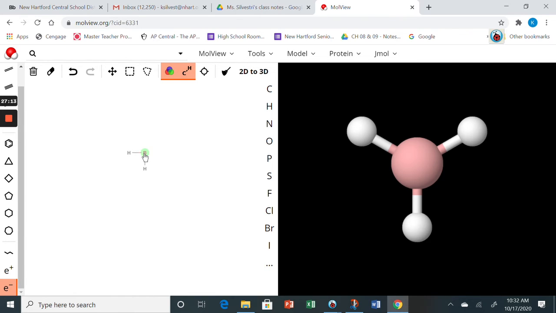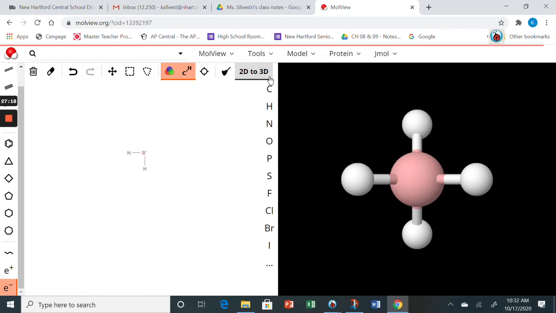Hold on. It's supposed to work by formal charge, but it's not. So what could I use? It's probably because it's boron. Can't do that one. I'll do it visually the other way.